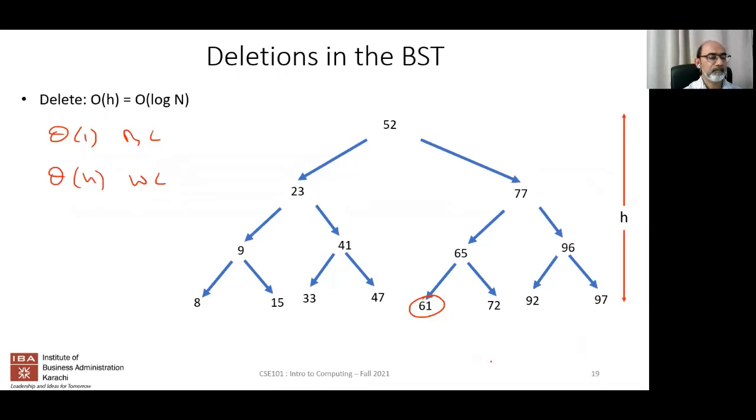Go down 4 steps and delete it. Yeah, so you'll have to do a search. First of all, you do a search for the number 61. You'll end up over here. Once you've done the search, exactly how will you delete it? Well, kind of obvious. You'll make the left pointer go to null.